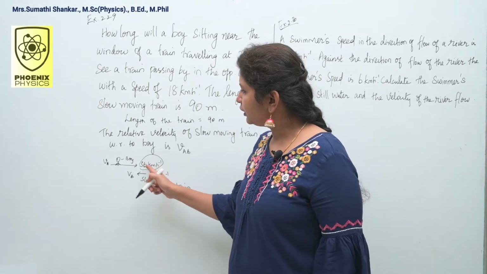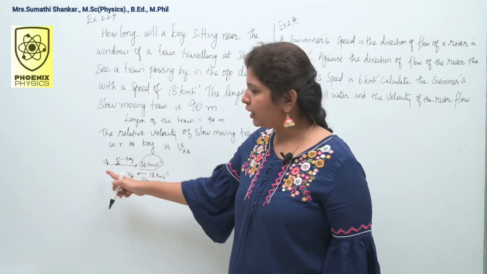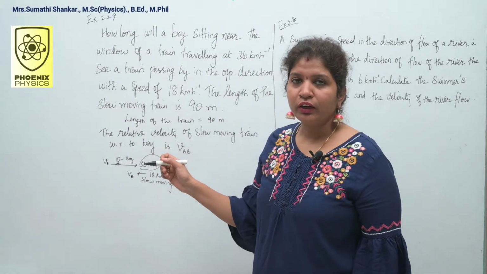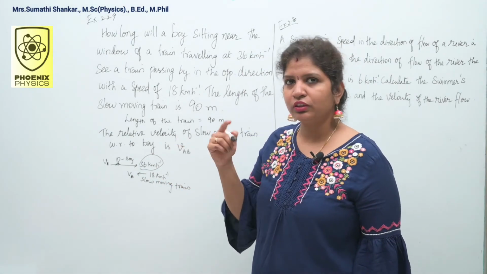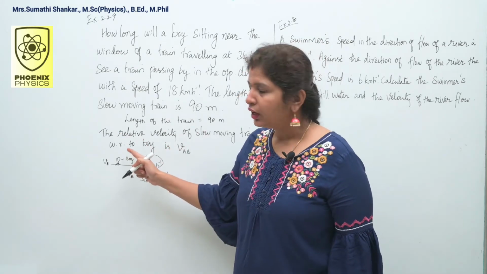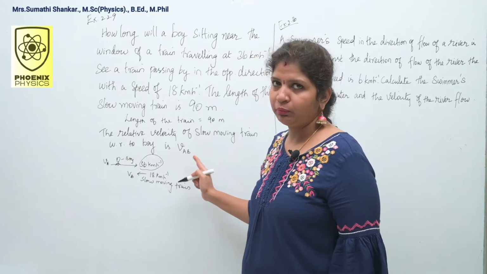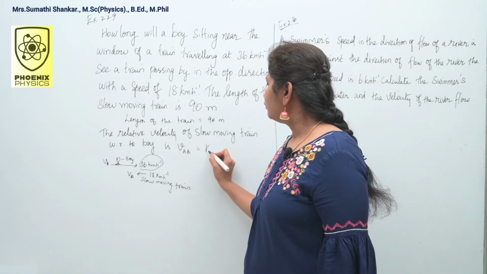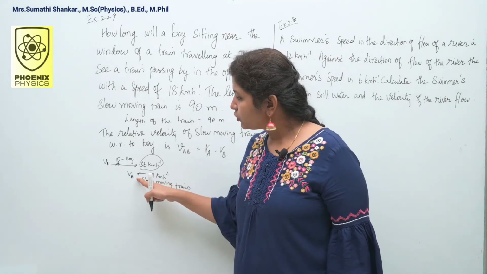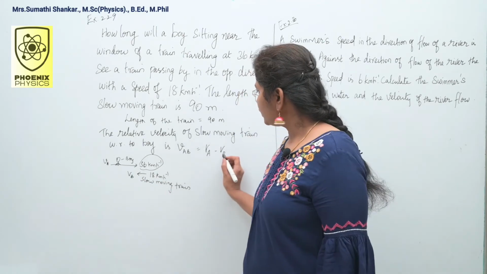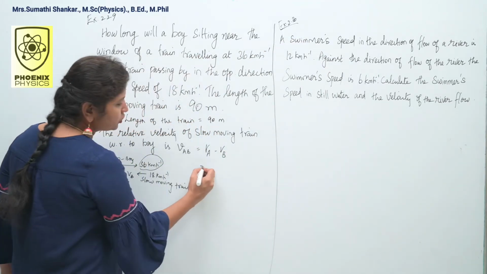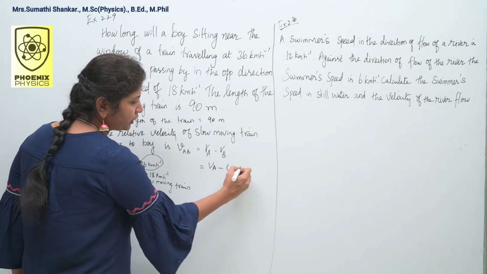So, the fast moving train you can take as VA. The slow moving train you can take as VB. Next we are going to calculate the relative velocity of one object with respect to another. That is, the relative velocity of the slow moving train with respect to the boy is VAB. You know the general formula VA minus VB. Here this is my VB, and this VB is in the opposite direction. So, instead of VB you can substitute minus VB. So, VAB is equal to VA minus of minus VB.